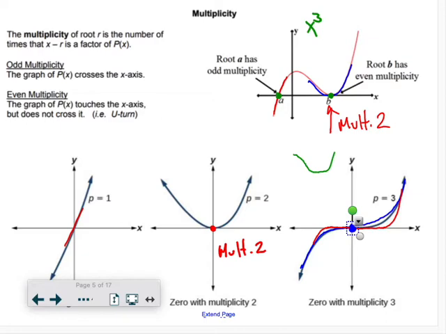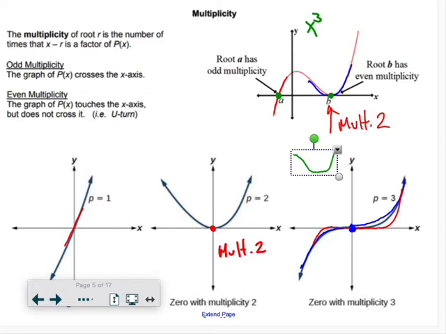Multiplicity 3 could be multiplicity 5. As the multiplicity increases from 3 to 5 to 7 or so on, the behavior at the curve here, this red piece, it tends to start to flatten out like that. It becomes flatter and flatter. It's never horizontal, but it just appears to be flatter and flatter. So we would say that this is multiplicity 3.